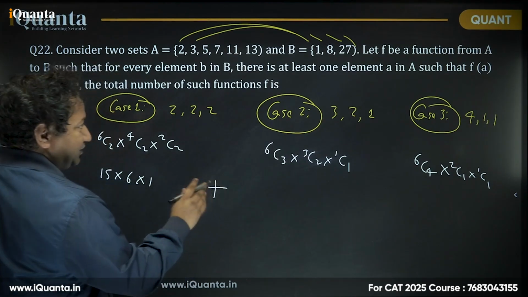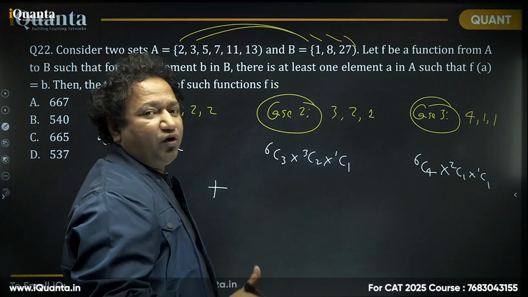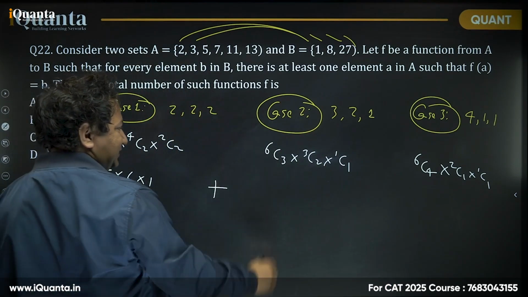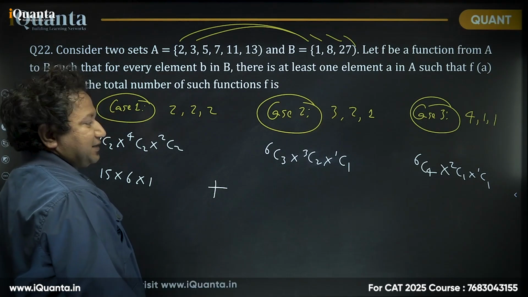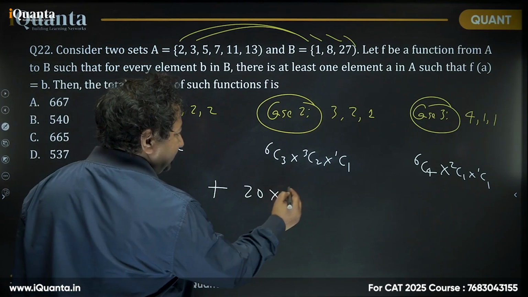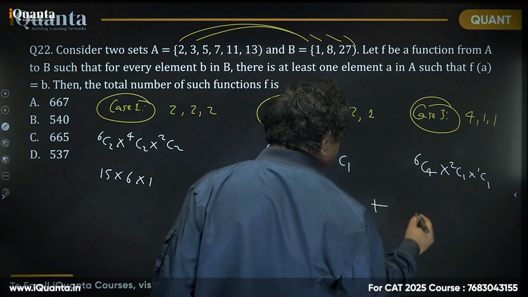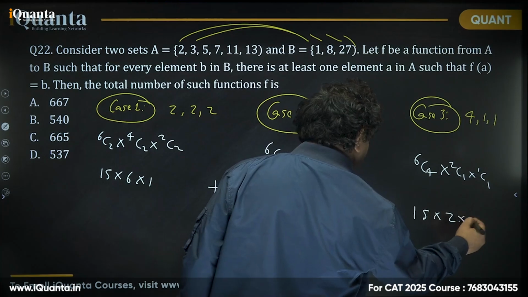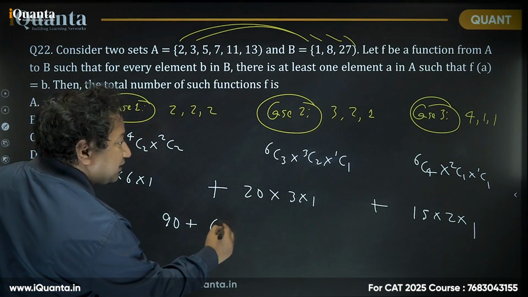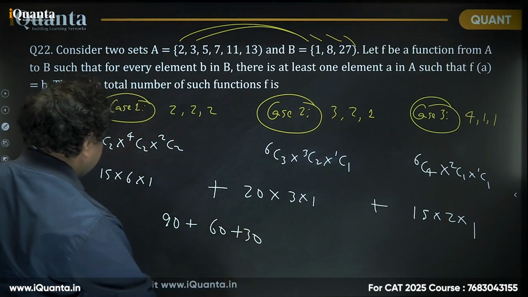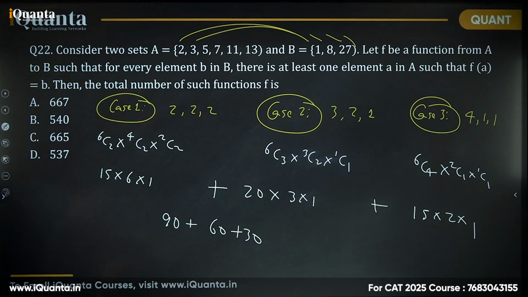We need to add. So basically, this will happen, or this will happen, or that will happen. So when we have or, we need to add things. 6C3 is how much? 6, 5, 4 over 3, 2, 1, that's 20, multiplied by 3 multiplied by 1, which is 60. Okay, 15 into 2 into 1. Nice. 90 here plus 60 there plus 30 over there. Wow, this is what we'll be having with us.